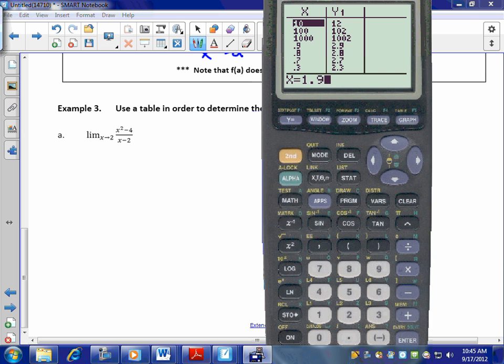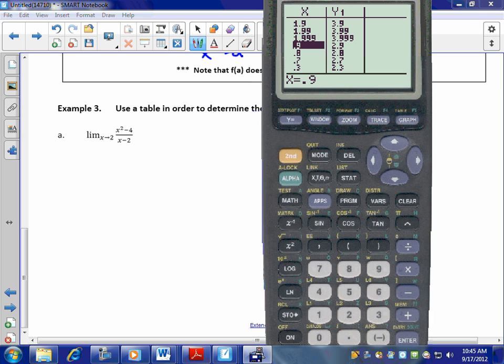1.9. And after I plug in 1.9, I should plug in? No, 1.99. And after I plug in 1.99, I should plug in 1.999. So I'm plugging in numbers that are extremely close to 2, but from the left-hand side. What does it appear like it's approaching? 4. But it's not enough to just check one side of it.